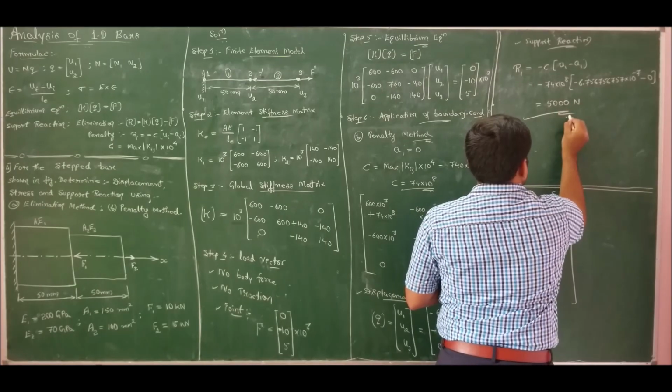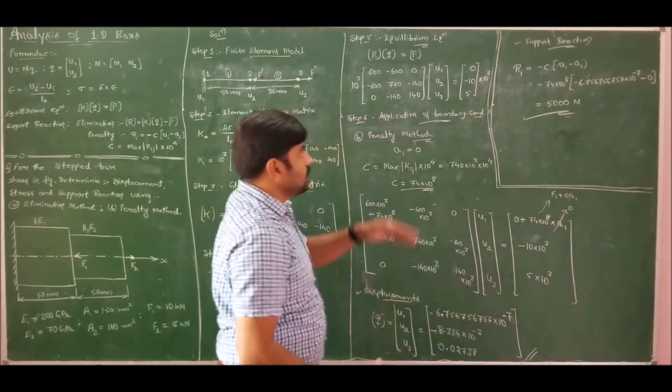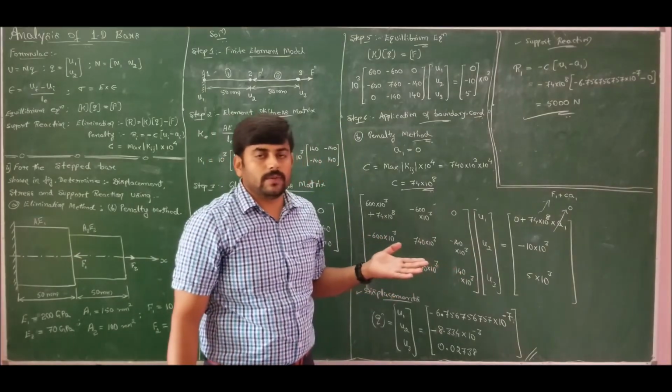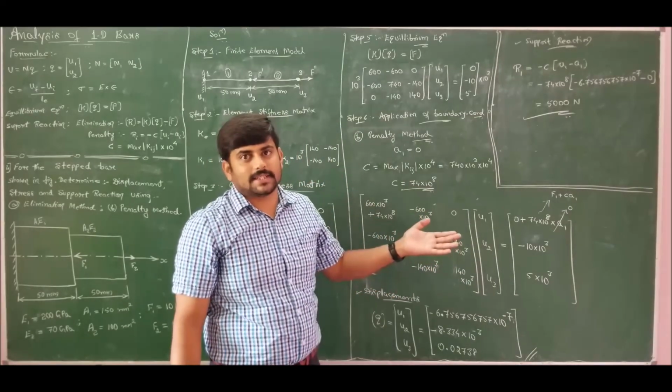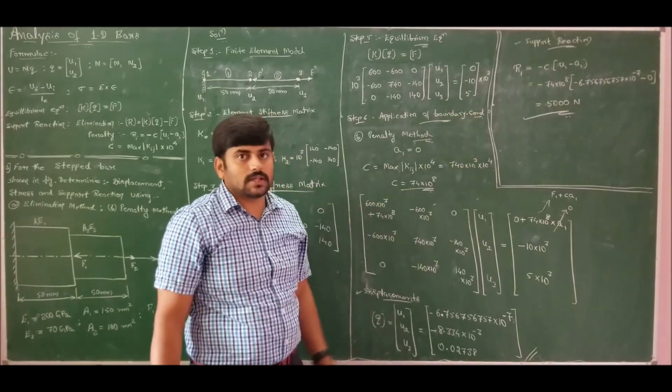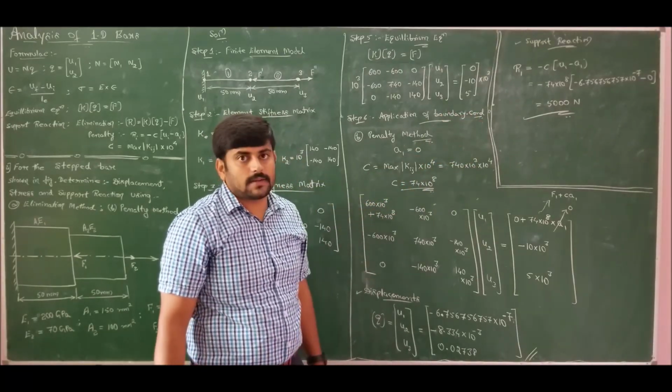newtons. So the support reaction is 5000 newtons from the penalty method, whereas in the elimination method we found it to be 4998. Only 2 newtons is the difference. So we got the same answer, hence the solution is verified and the solution is correct.